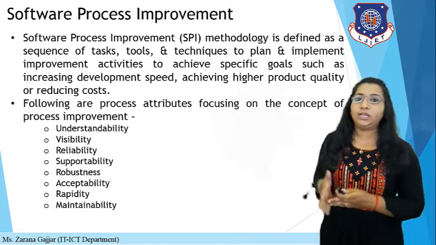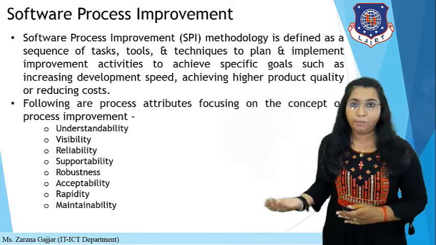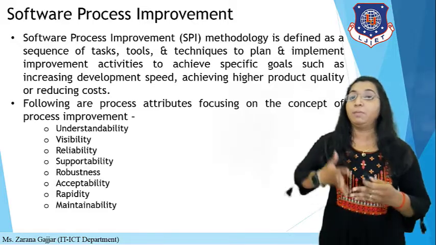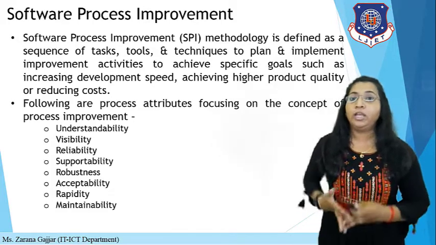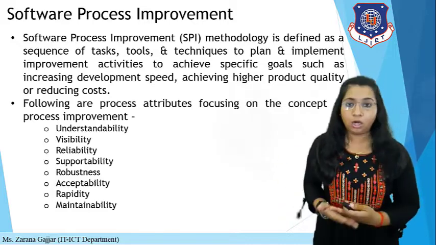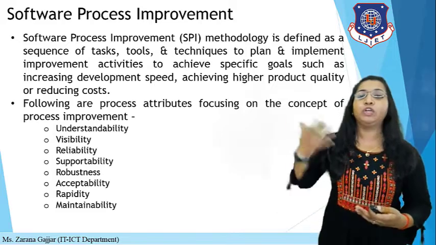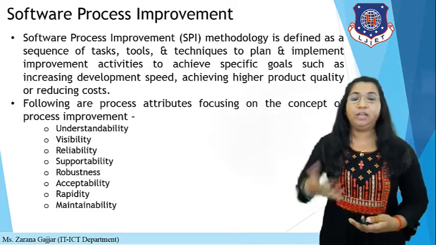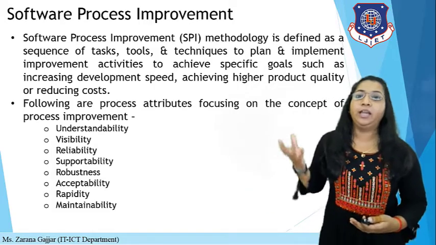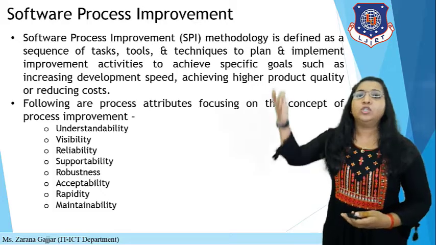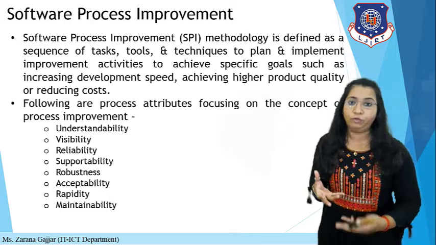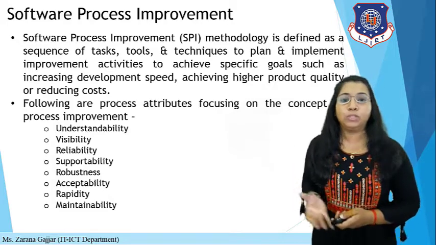Okay, and there are some process attributes that focus on the concept of process improvement. Understandability: how understandable your software is to the user or to any person. Visibility: how visible the software is to the end user and other people. Reliability: whether your software is reliable or not. Supportability: whether your software supports all the platforms. Then robustness, acceptability, rapidity, maintainability. So these are some factors mainly used for improving your software. This is about software process improvement.